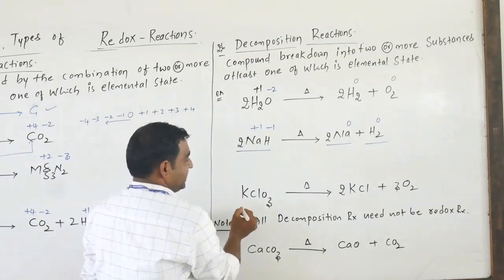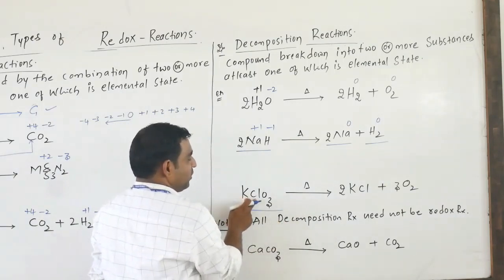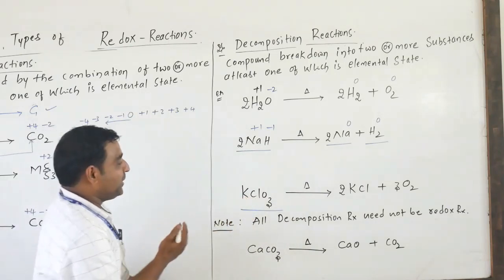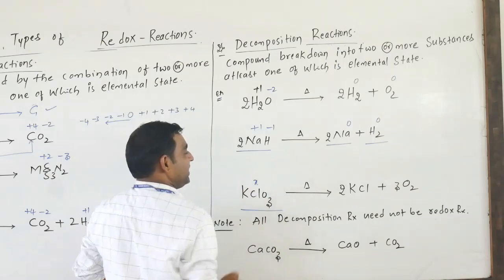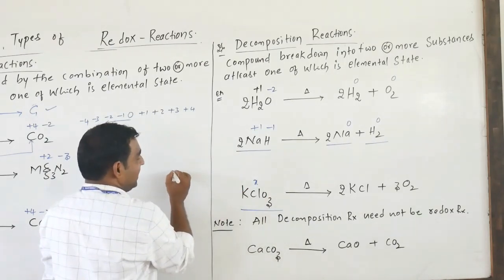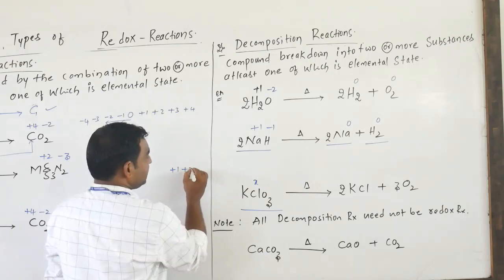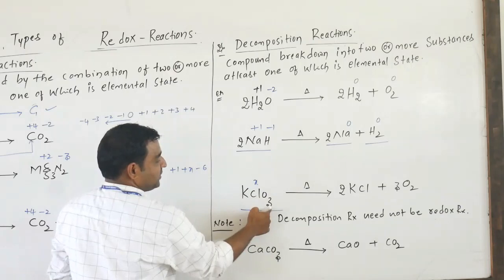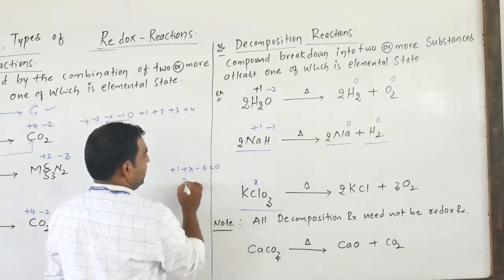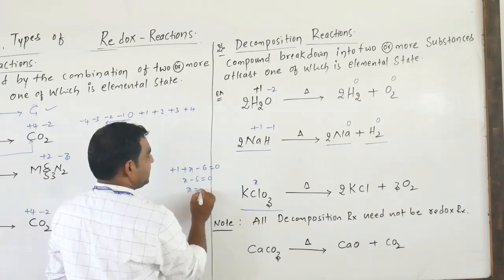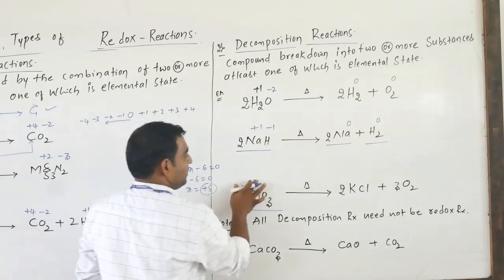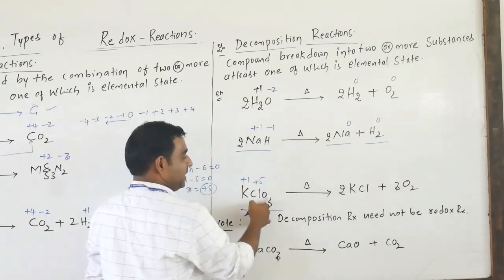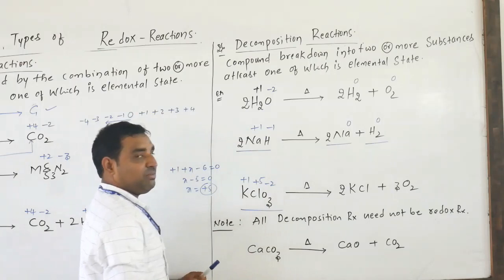Now we can take KClO3. If you want to calculate the chlorine oxidation state, if you are confused, we already know how to calculate the oxidation number of a particular element. Take chlorine as X here. Potassium has a +1 charge, plus X, and -6, since each oxygen is -2 charge, equals 0. X - 5 = 0, so X = +5. It means chlorine has a +5 charge, potassium +1, oxygen -2.